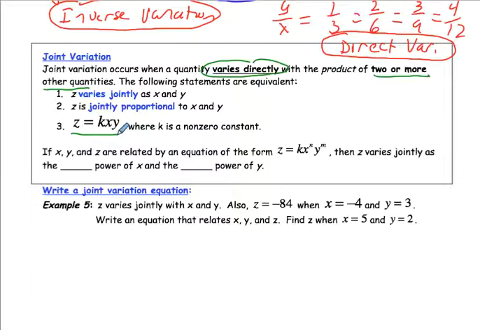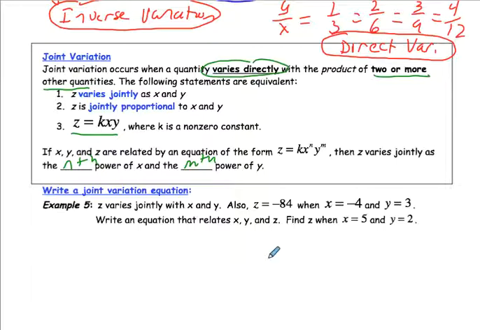And we can also have things with powers. So if x, y, and z are related by an equation of the form z equals k times x to the n times y to the m, then z varies jointly as the nth power of x and the mth power of y.